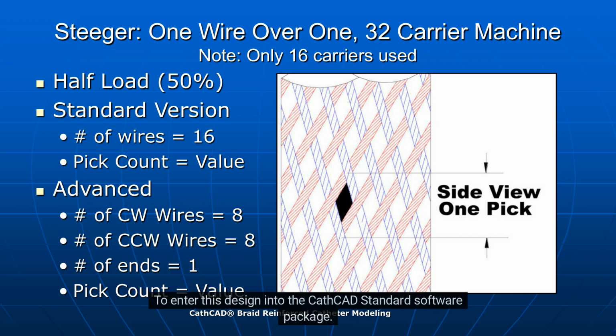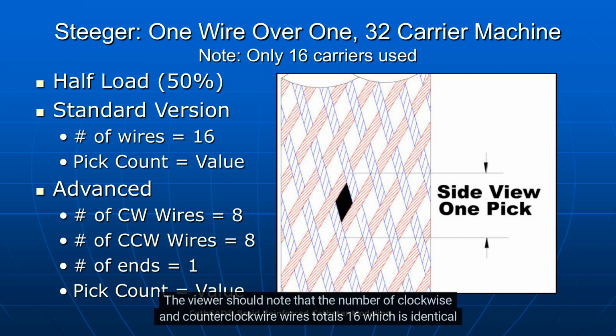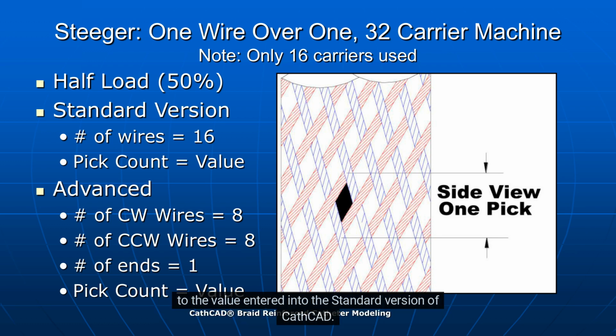To enter this design into the CathCAD Standard software package, the number of braid wires is set to 16. The pick count entered should be that of the desired value. To enter this design into the CathCAD Advanced software package, the number of clockwise wires is set to 8. The number of counterclockwise wires is set to 8. The viewer should note that the number of clockwise and counterclockwise wires totals 16, which is identical to the value entered into the standard version of CathCAD.